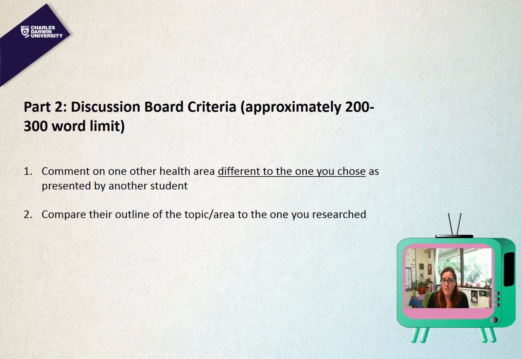For the second part of the discussion board criteria, and we've set approximately a 200 to 300 word limit on this one, we want you to focus on another student's post different to the area that you've chosen. So if you've looked at sedentary behaviour, you might choose a student's post who's commented on smoking. Okay, and we want you to have a little read through their post, give them a little bit of feedback on what you've noticed about it, but also do a little bit of a comparison of their outline of their topic area to the one that you've researched.